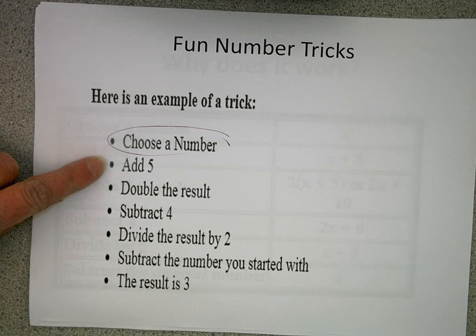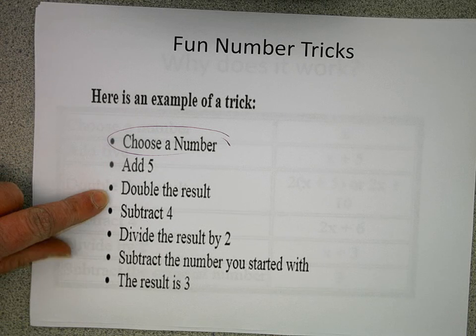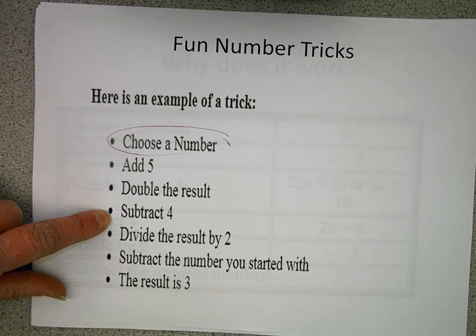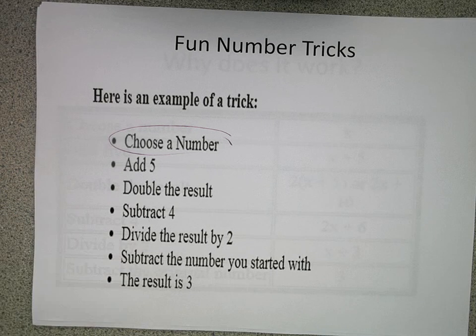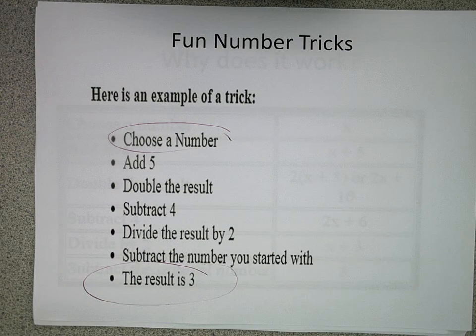Okay, next thing, and I would say this verbally if I was here. Add 5 to your number. Then double that. Now subtract 4. Divide by 2. And subtract the number you started with. So, you should all have 3 right now. No matter what number you started with, you should have 3.